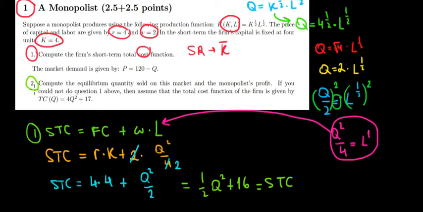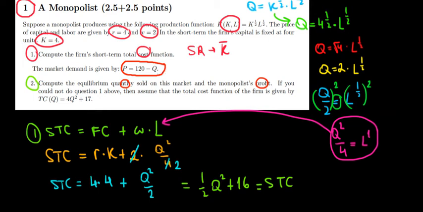Let's have a look at question 2 in this video. So now we first have to see that we have the market demand given by this function, and we have to compute the equilibrium quantity sold in this market and the profit of the monopolist. So let's do that. Now let's recall the condition of making profit for a monopolist.